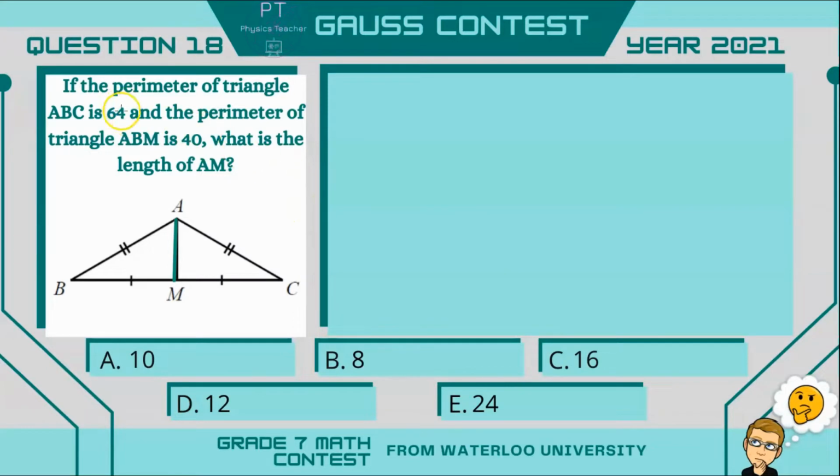Alright, so first it's saying the triangle ABC has a perimeter of 64. So that's A to B, which is the same length as A to C, and then B to M, which is the same length as M to C. So in this perimeter ABC, we have two long lengths plus two short lengths.